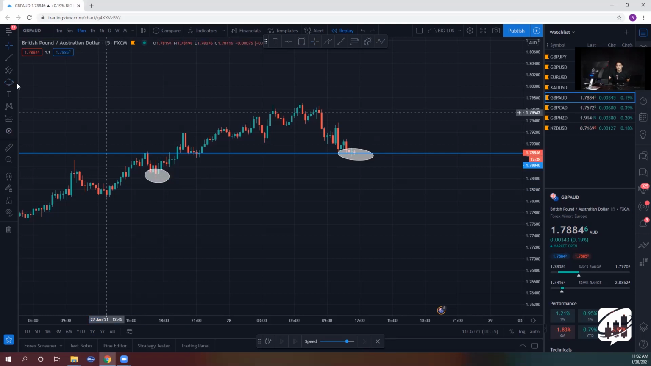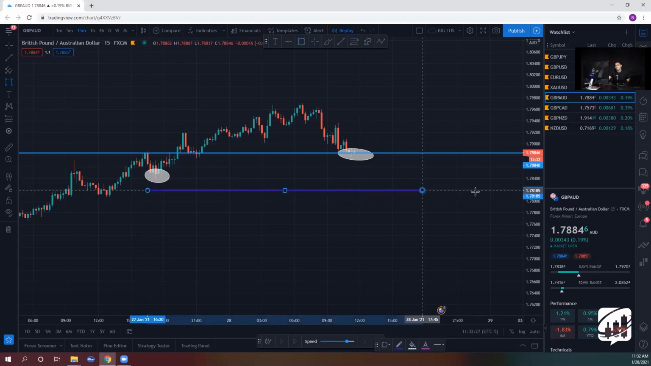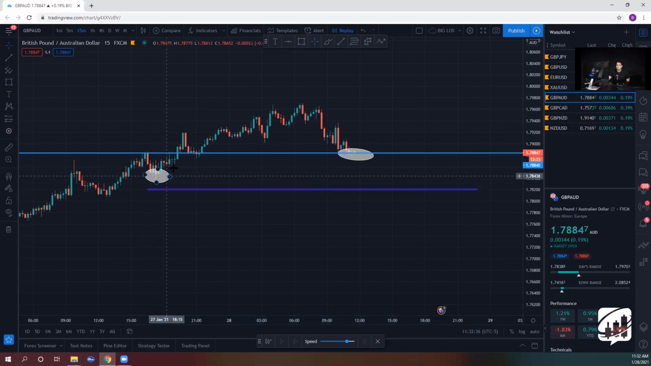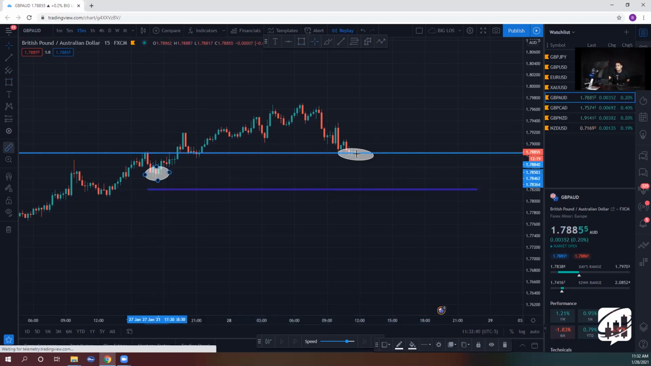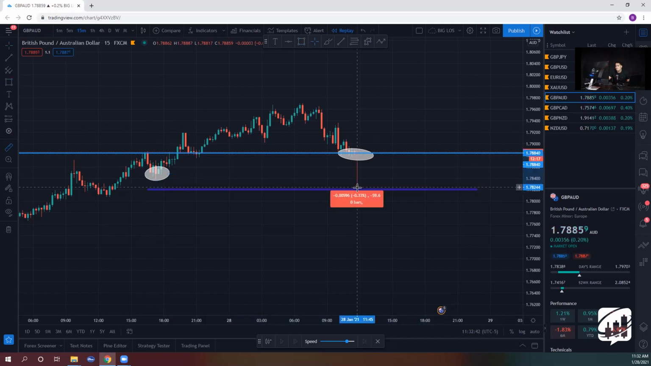So again, our stop loss is placed slightly below the previous lower high, which is roughly right here. Give us some space. Boom. Now let's look at how many pips that is. Now this is 62 pips compared to 833.